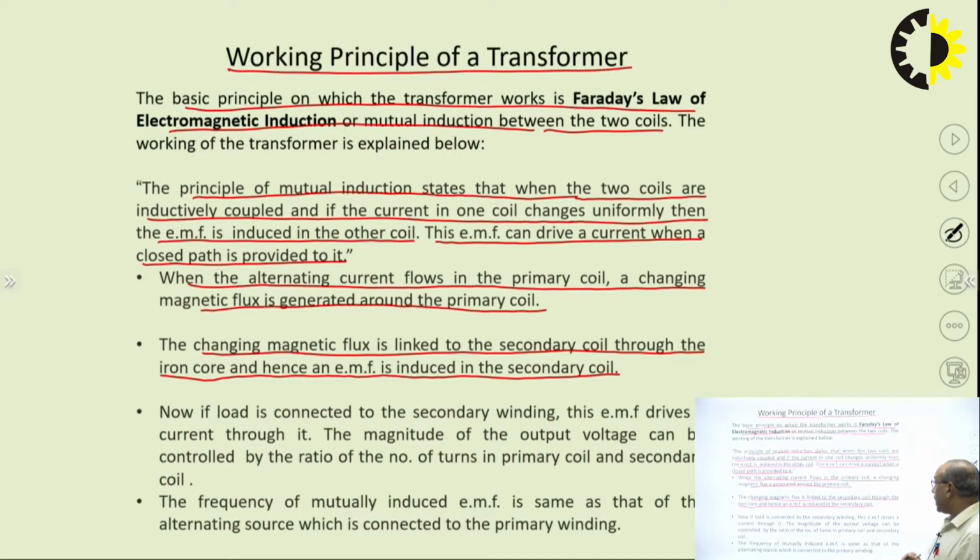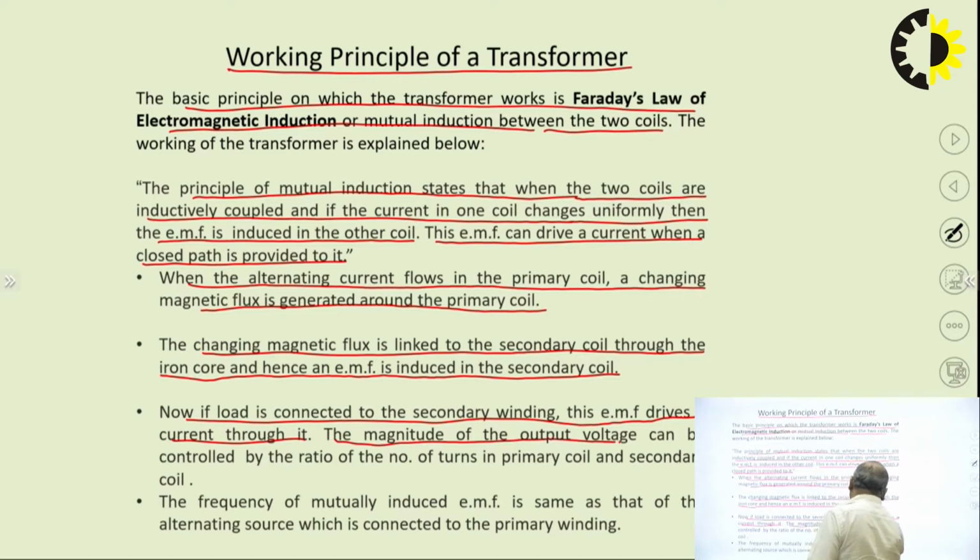Now, other thing, if the load is connected to the secondary winding or secondary side, then this EMF drives a current through it, that already we have seen how it is so. The magnitude of this output voltage can be controlled by the ratio of the number of turns in the primary coil and secondary coil, that we can see.